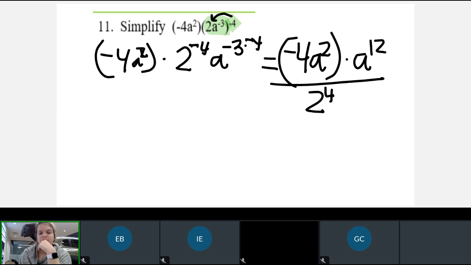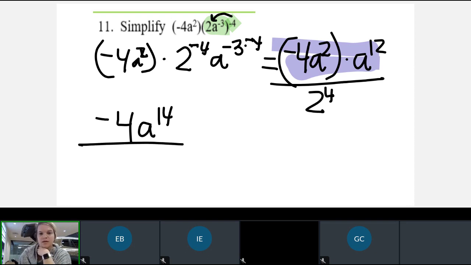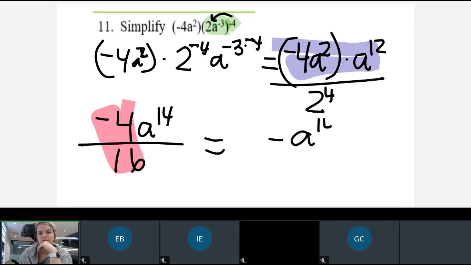Okay, so now let's simplify some more. We are going to multiply these two. So when we multiply, we're adding the exponents. So we would get negative 4a to the 14th. And then 2 to the 4th is 2 times 2 times 2 times 2. So that would be 16. And the last thing we have to do here is just simplify. So this would be negative a to the 14th over 4.